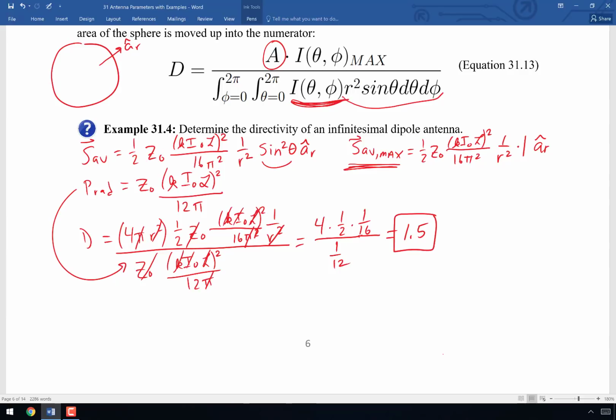So the directivity of an infinitesimal dipole is 1.5. Now the directivity of an isotropic antenna, which is the same in all directions, is 1.0. That's the lowest directivity that you can have. So an infinitesimal dipole is just barely more than an isotropic antenna. It's not a highly directed antenna. It's very, very close to being isotropic.